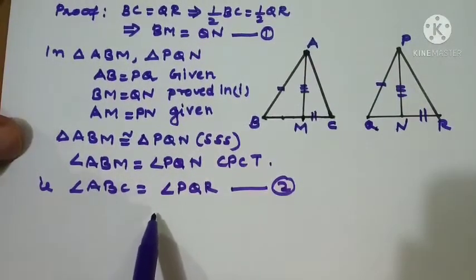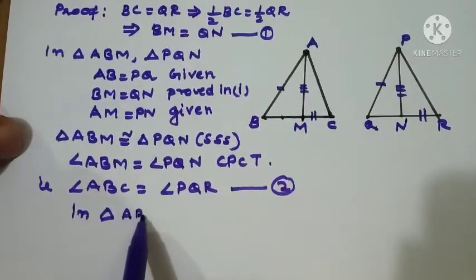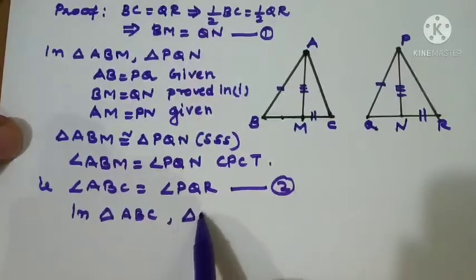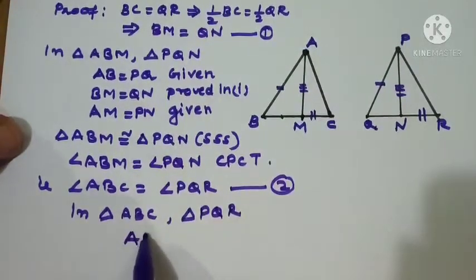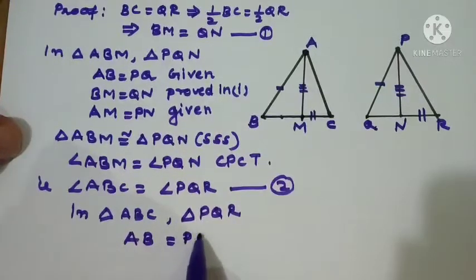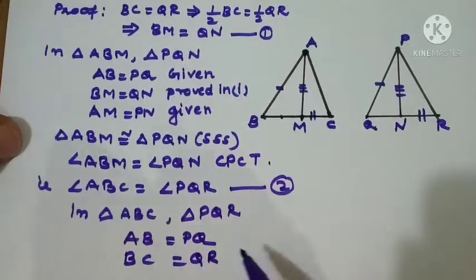Now we can go for the second criteria, that is we should prove that triangle ABC congruent to triangle PQR. For that, what are the equal sides we are having? Already we have AB equal to PQ and BC equal to QR. Both are given.